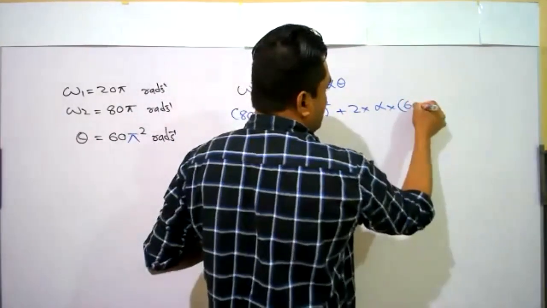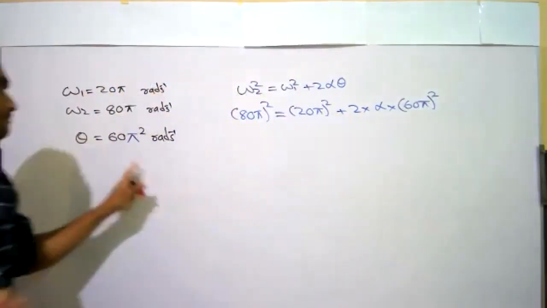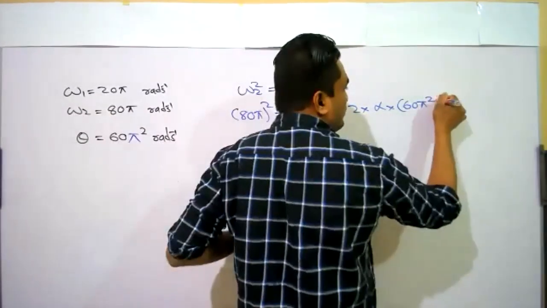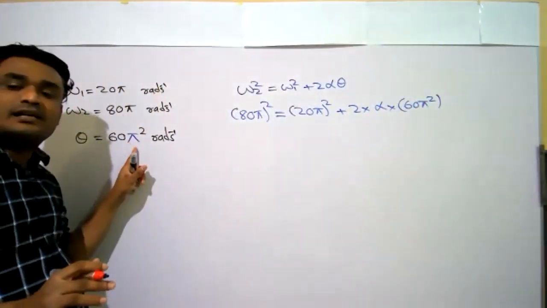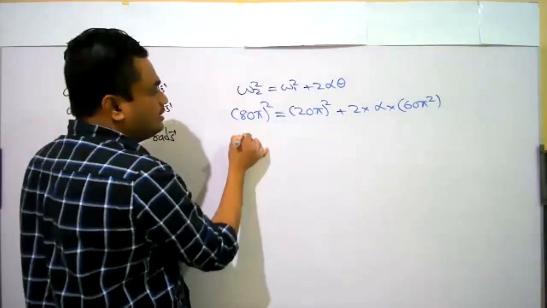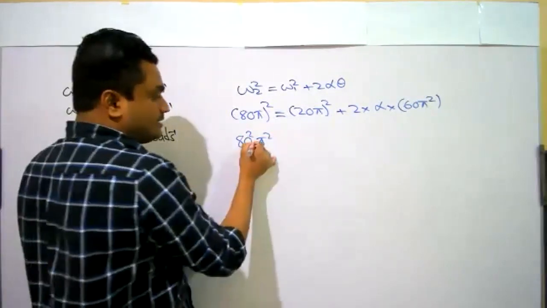So 60 times pi, but you should get the square on pi only, pi square, not like this. Only the square of pi, no square with 60. Only pi has the square term. Right. So 80 square pi square. That's what happens when you remove the brackets.